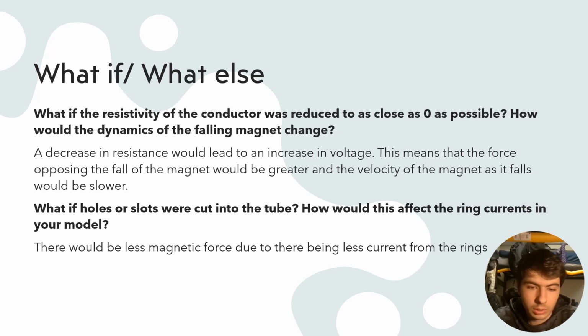What if holes or slots were cut into the tube? How would this affect the ring currents in our model? There'd be less magnetic force due to there being less currents from our rings.